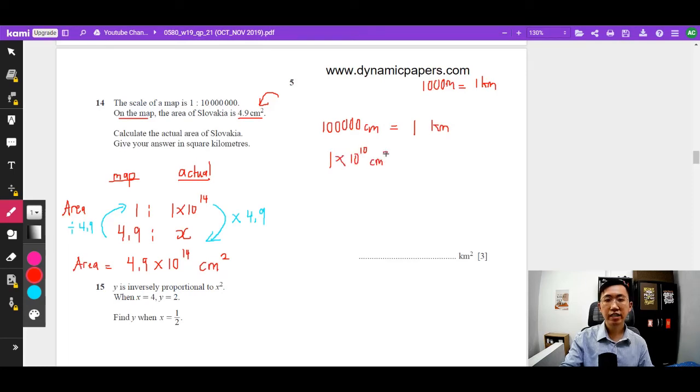Centimeter square is going to be your 1 kilometer square. So you square 1 here, 1 square, you get 1 kilometer square. So we already found the new relation between centimeter square and kilometer square. So we can now change your answer over here into kilometer square. How to change that is you are going to divide. Take your 4.9 times 10 to the power of 14 centimeter square, divide by this 1 times 10 to the power of 10 centimeter square.